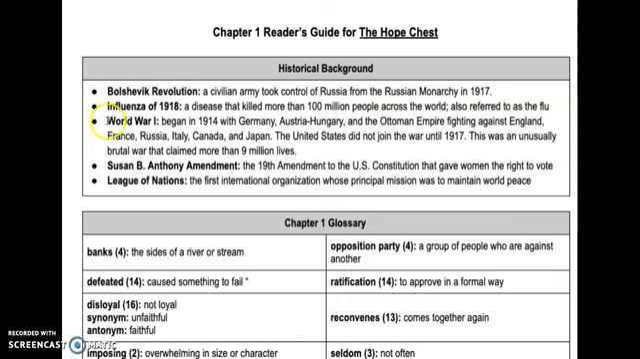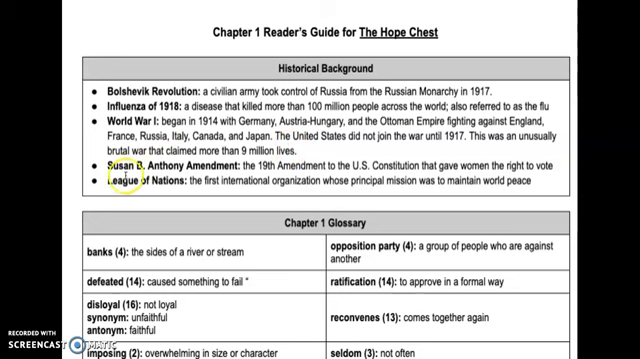Another thing that was happening during this chapter that was made mention, World War I. This began in 1914 with Germany, Austria-Hungary, and the Ottoman Empire fighting against England, France, Russia, Italy, Canada, and Japan. The United States did not join the war until 1917. This was an unusually brutal war that claimed more than 9 million lives.